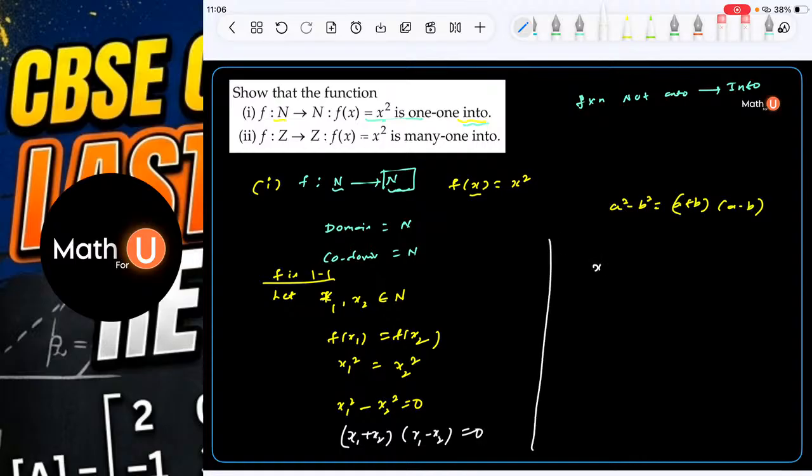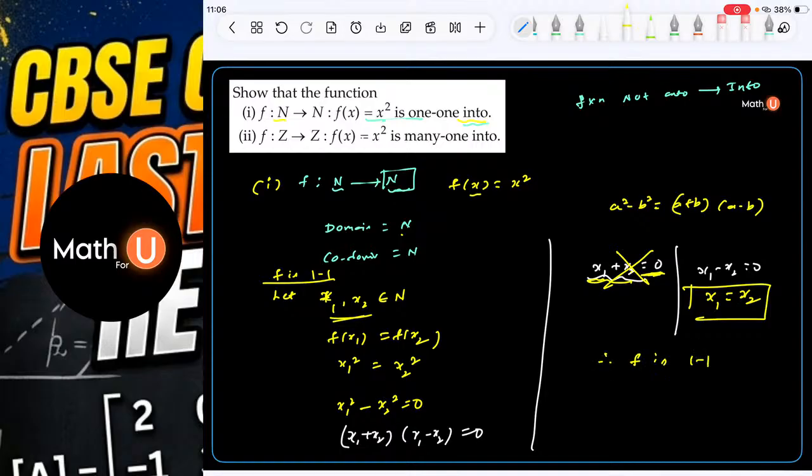There are two possibilities: x1 plus x2 equal to 0 or x1 minus x2 equal to 0. The first is not possible. Why? Because x1 and x2 both are natural numbers, and the sum of those numbers never equals 0. Then we reject this one, and we get only x1 equal to x2. Therefore f is a 1 to 1 function. Like this you have to show the function is 1 1.